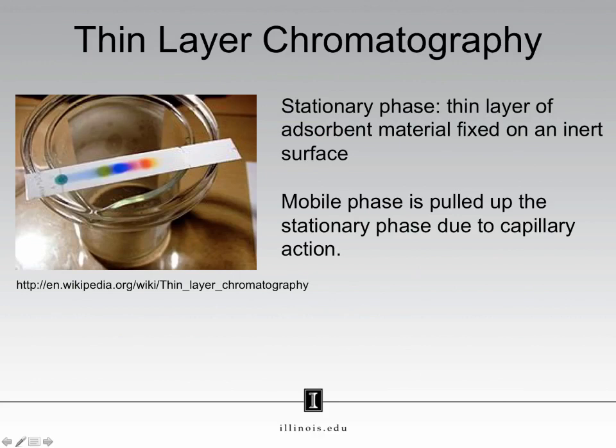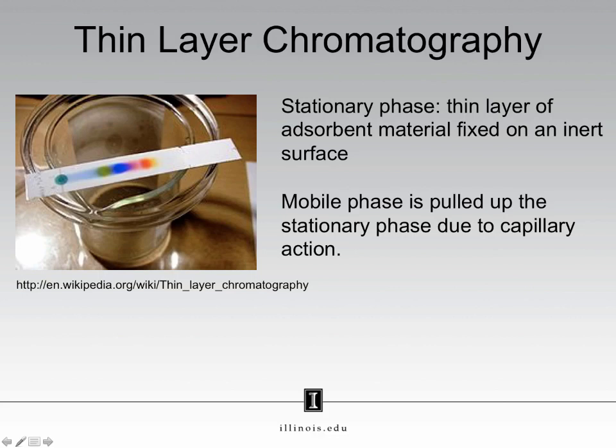Now let's take those ideas and apply them to a particular type of chromatography. In this case, we are discussing thin layer chromatography. Thin layer chromatography, like any chromatography technique, has a stationary phase and a mobile phase. In thin layer chromatography, the stationary phase is a thin layer of adsorbent material fixed onto an inert surface. Remember that adsorbent means that substances will adhere to the surface of the material.